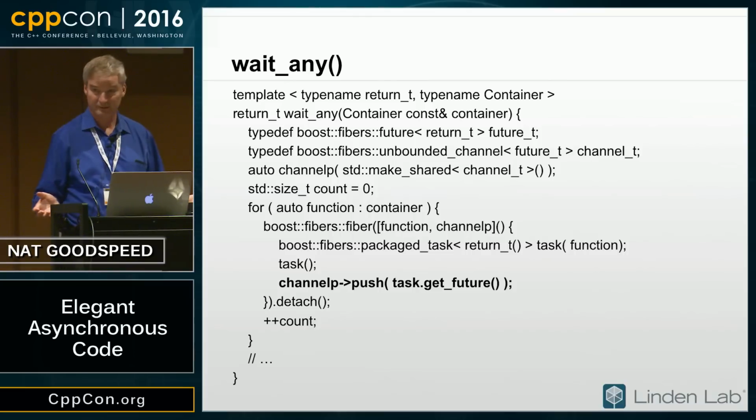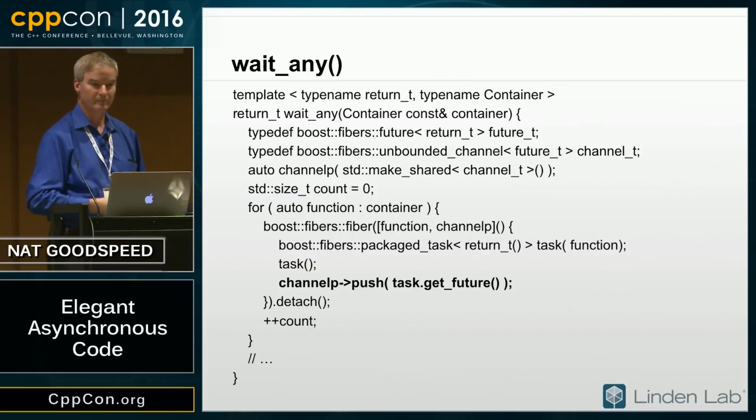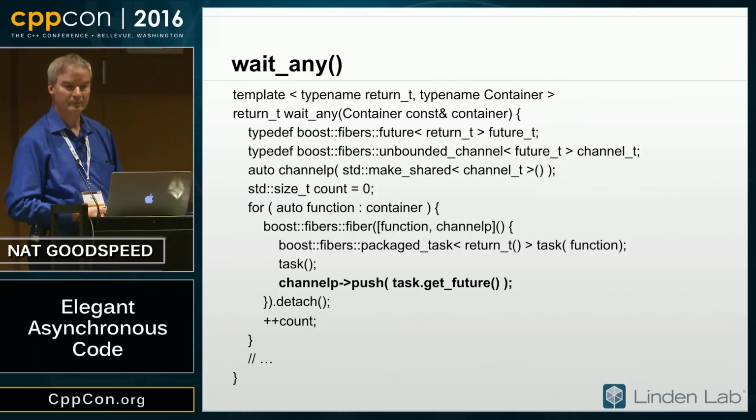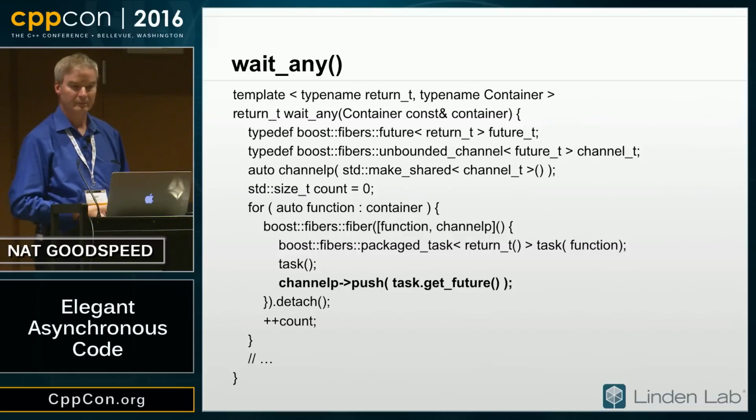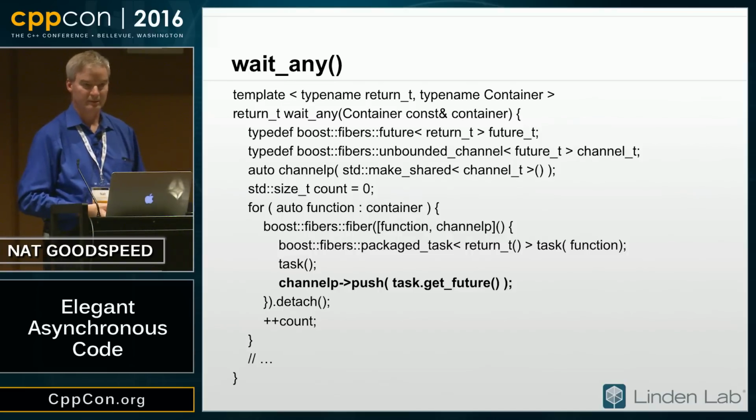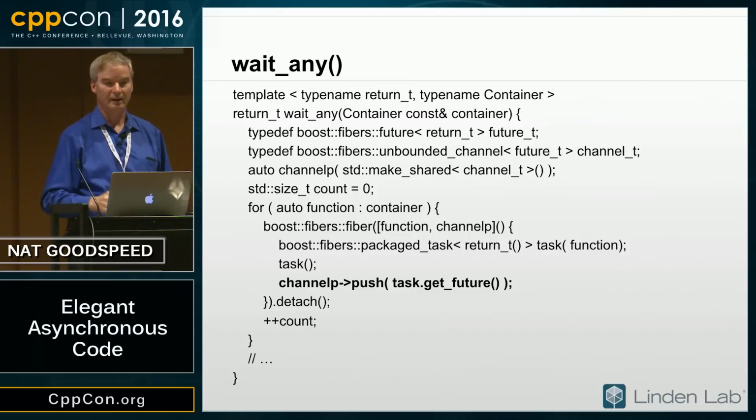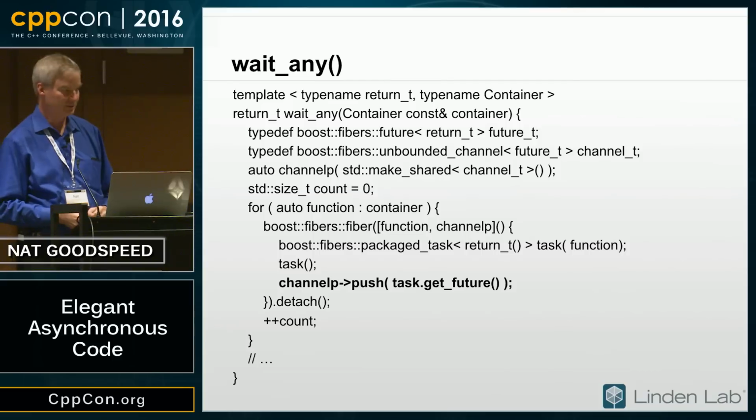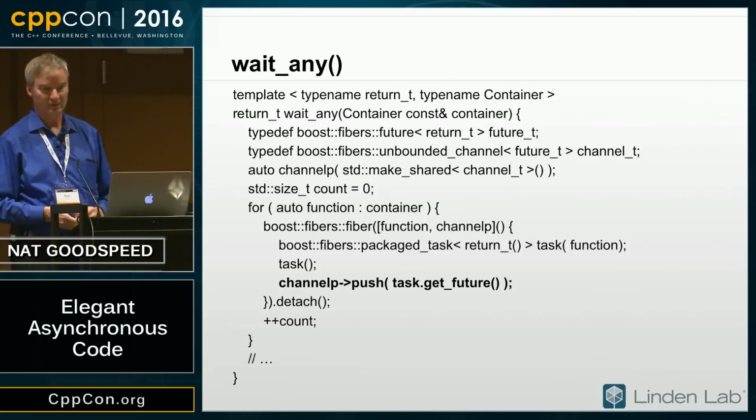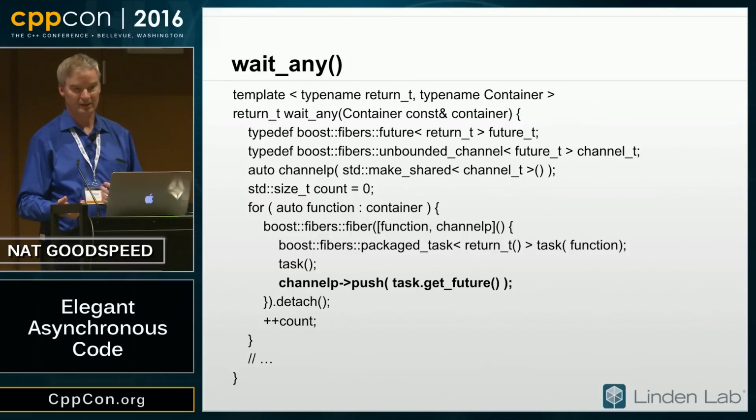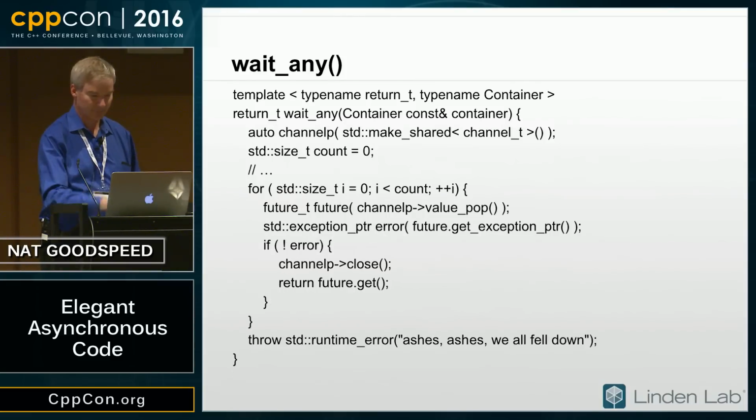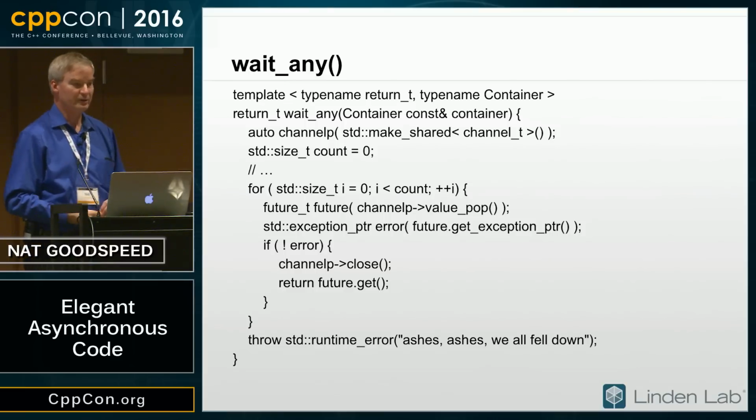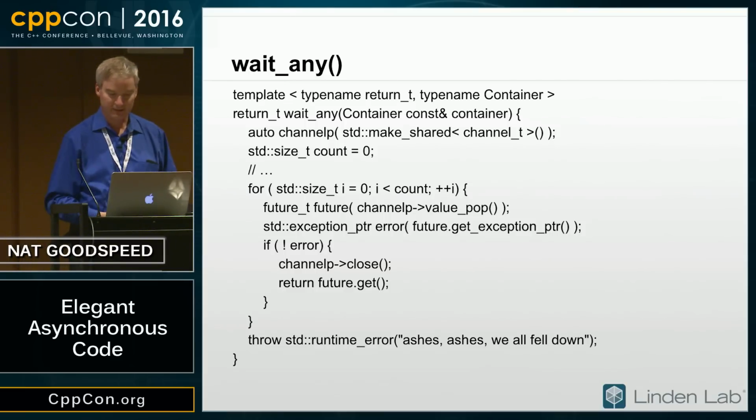So far, so good? Are we only using future to have the variance between the error code and the result here? Yes. The question was, are we only using the future to capture the distinction between the return or the exception? And the answer is yes. But it's convenient that package task will grab that for us. Okay, we've launched a bunch of fibers. In fact, exactly count of them.